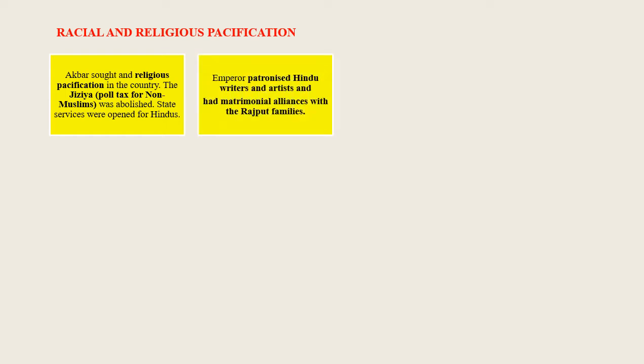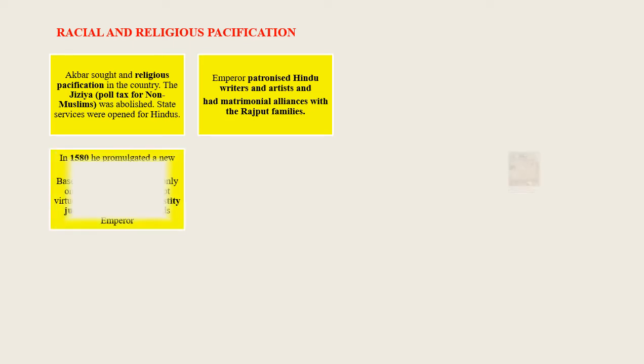Racial and religious pacification. Akbar sought to bring about racial and religious pacification in the country. The jizya or poll tax on non-Muslims was abolished. State services were opened for the Hindus. The emperor patronized Hindu writers and artists. He had matrimonial alliances with the Rajput families.